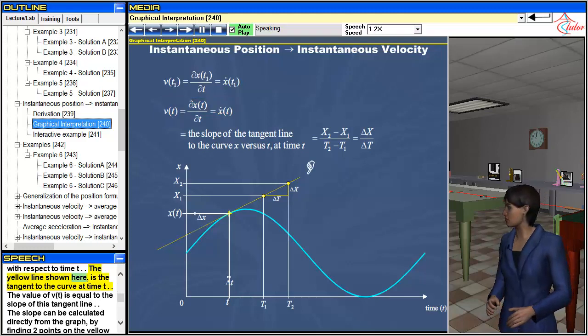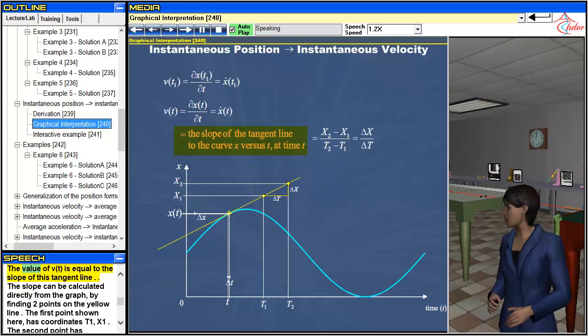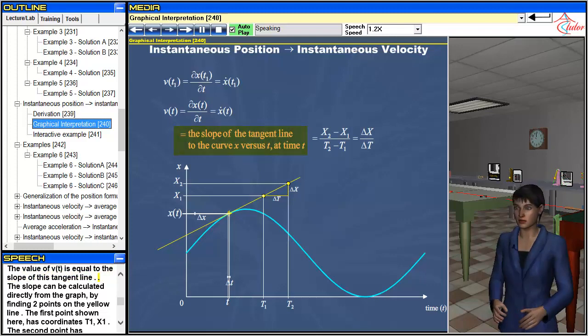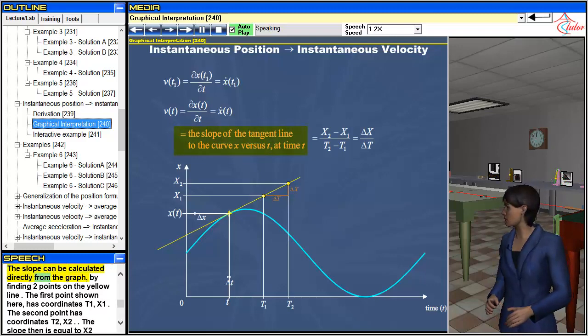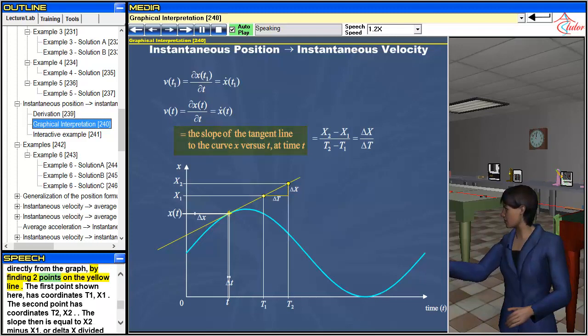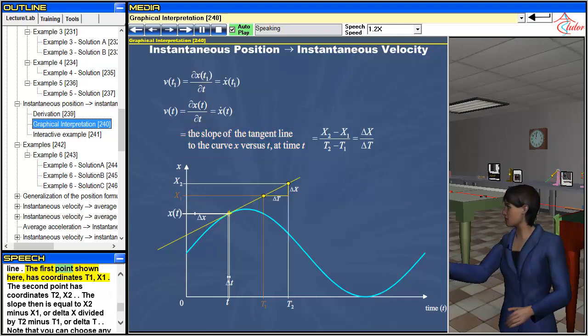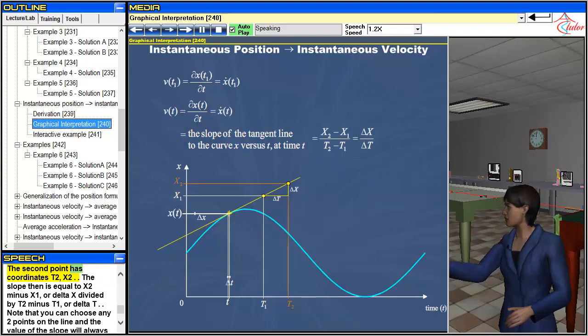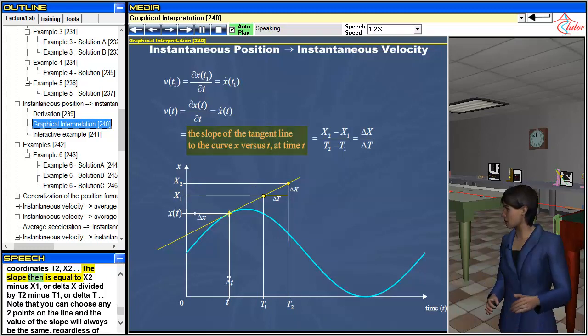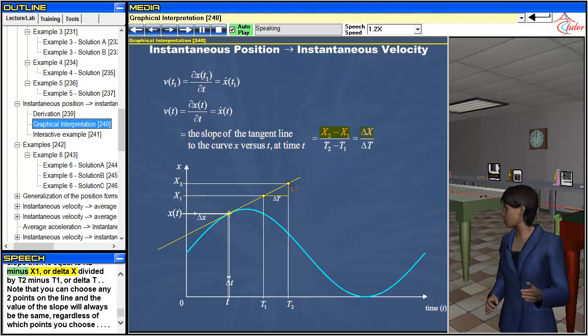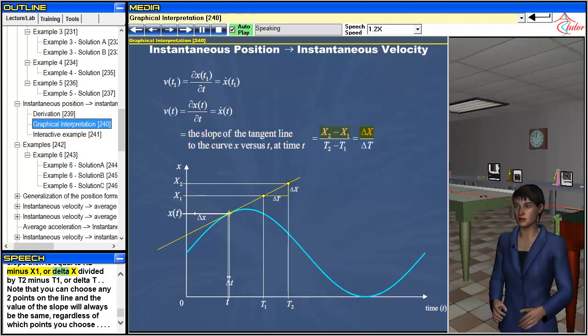The yellow line shown here is the tangent to the curve at time t. The value of v of t is equal to the slope of this tangent line. The slope can be calculated directly from the graph by finding 2 points on the yellow line. The first point shown here has coordinates t1, x1. The second point has coordinates t2, x2. The slope then is equal to x2 minus x1, or delta x, divided by t2 minus t1, or delta t.